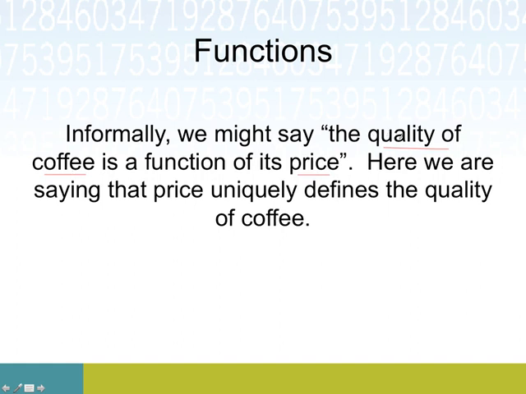Given that this is a math class, we will probably be representing these things by numbers. So maybe an expert assigns a scale of 1 to 10 to the quality of the coffee. But it could be something much more qualitative. It could be that the coffee is awful, poor, average, good, or excellent. There's nothing that constrains a function to only working with numbers, but again, since we're in a math class, we will most likely be working with numbers. So here we're saying that the price uniquely defines the quality of coffee. If you know what the price is, you definitely know its quality.